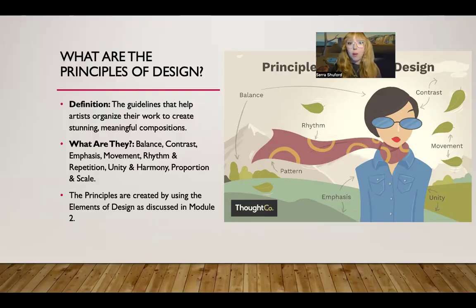And they are balance, contrast, emphasis, movement, rhythm and repetition, which are kind of connected, unity and harmony, which are connected, and then proportion and scale, which are sort of connected, but there's some really key differences. So make sure that you are paying close attention to when I go over those ones that there's kind of two parts to them.